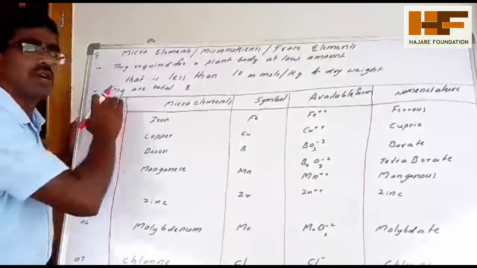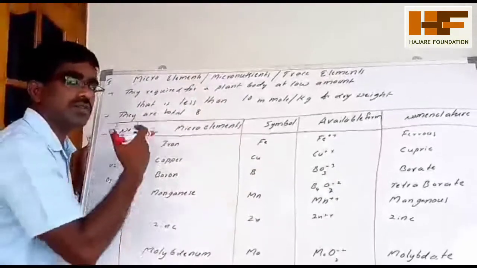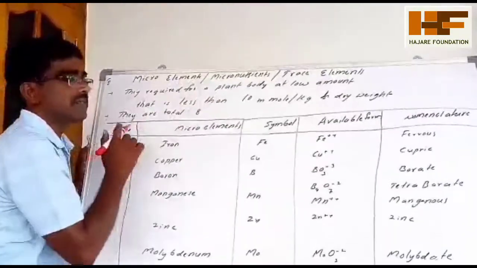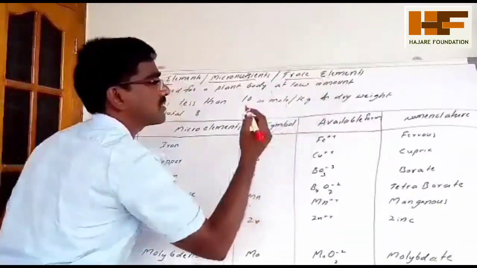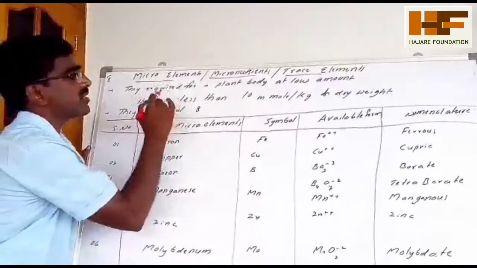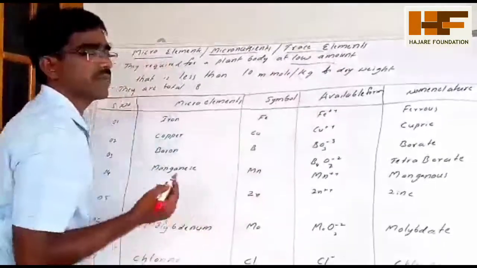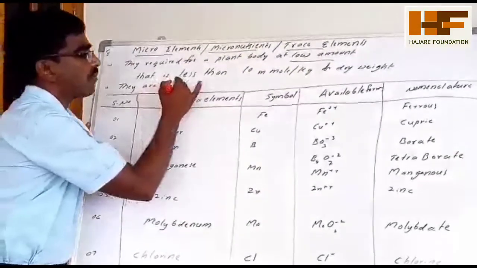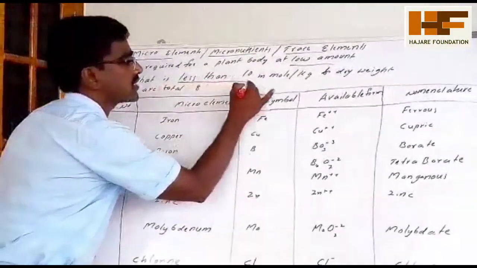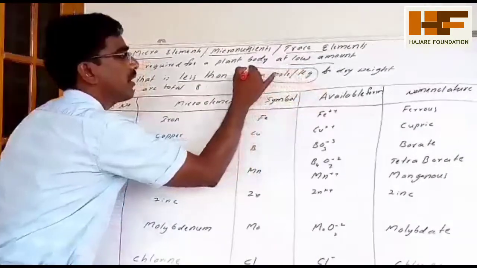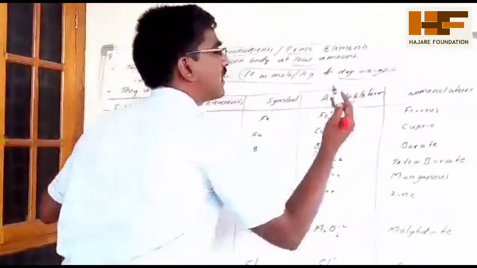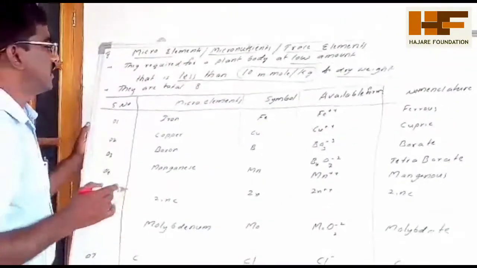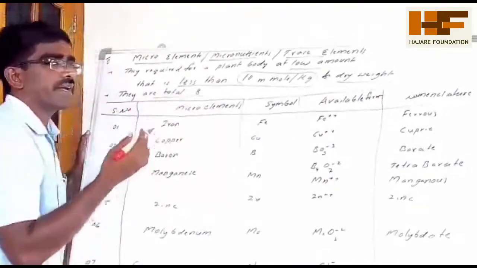Dear students, now we can have a small discussion about the microelements. Microelements, otherwise called micronutrients, are trace elements. Microelements are required in low amounts. What is the meaning of low amount? A micronutrient is one required at less than 10 millimoles per 1 kg of dry weight. Remember that it is for every 1 kg of dry weight, not wet weight. There are a total of 8 types of microelements.